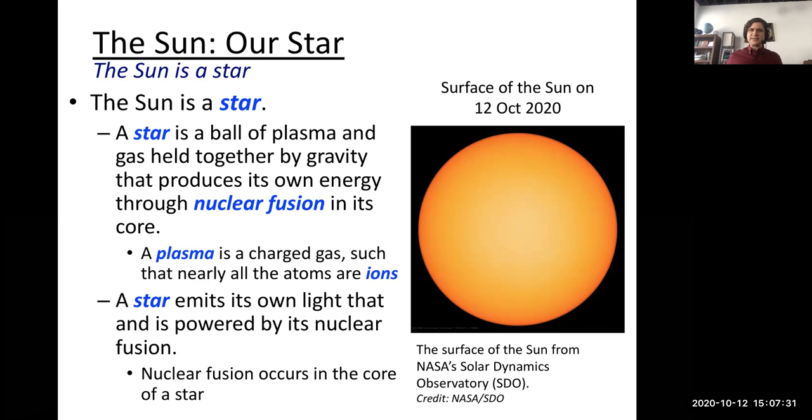And a star emits its own light, it creates its own energy, and it's powered by nuclear fusion. And these fusion reactions are happening in only a specific region of the star, in the central regions, in the core of the star.